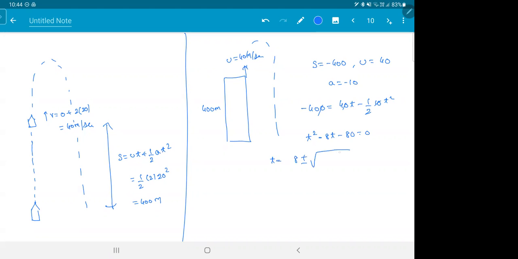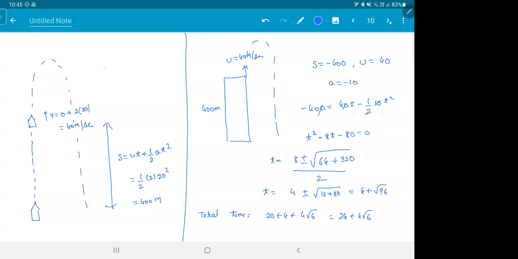8 plus minus root over b square, which is 64, plus 4 times 80 is 320. I don't know, you'll not get such a good number. But okay, divide by 2. So this would be 4 plus or minus root of 16 plus 80. So 4 plus root 96. So what's the total time? Initial time 20, plus this 4 plus 4 root 6. 24 plus 4 root 6. Check.